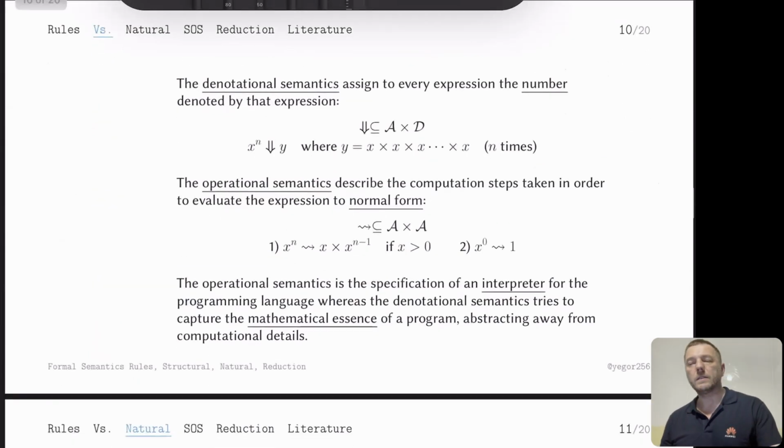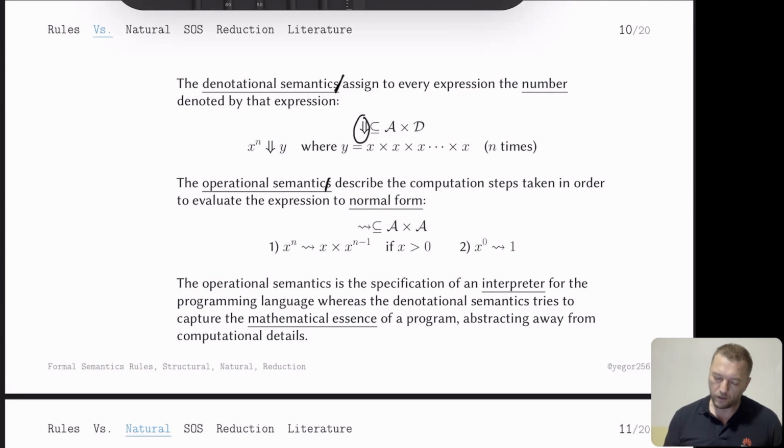There are two possible approaches to describe the semantic of a language or programming language. The first one is denotational semantic. Denotational semantic, again, it's from Wikipedia or something. The denotational semantic assigns to every expression the number denoted by that expression. So this is the symbol which is used in the transformations when we describe denotational semantic.